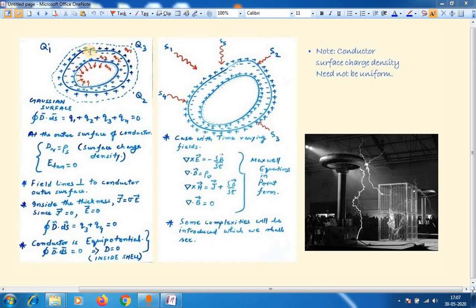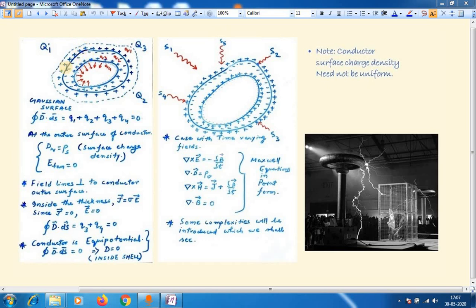Initially the hollow conductor was neutral, so whatever charge gets induced here, q1, q2, q3 and q4, will be such that the sum of all these charges is 0. I have chosen the Gaussian surface external to the conducting sphere, or the conducting shell, or the hollow conductor you can say. Now what about the surface charge density?